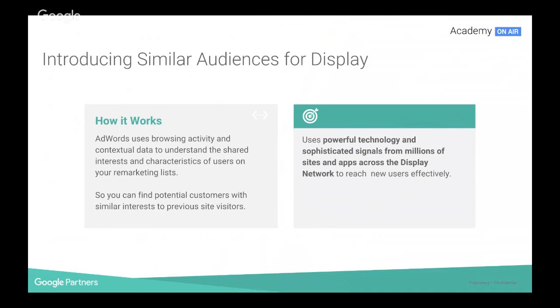And again, this is because the way we collect cookies for similar audiences on search and similar audiences on display is slightly different, because similar audiences on search is based on search behavior, while similar audiences for display, being a display product, is based on browsing behavior. You can find potential customers with similar interests to your previous site visitors based on browsing behaviors of those cookies. Again, we use powerful technology and really sophisticated signals from millions of sites and apps across the display network to reach new users effectively.